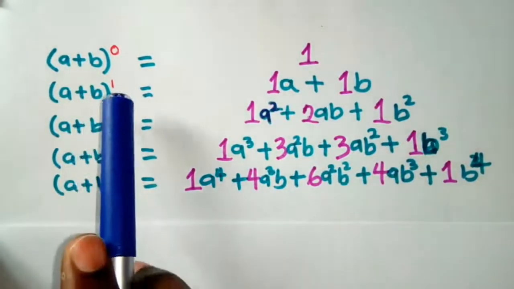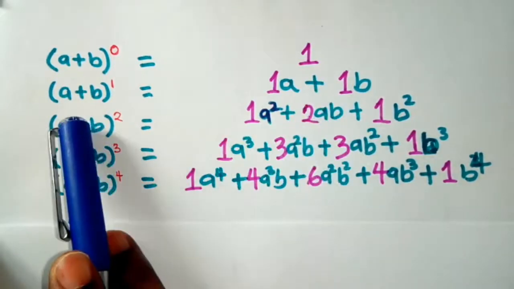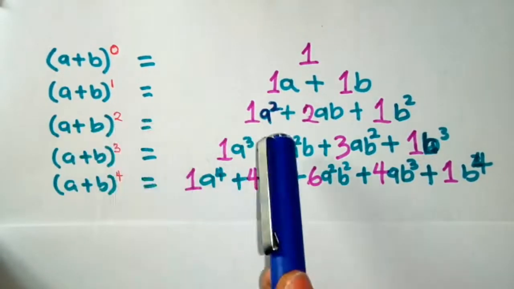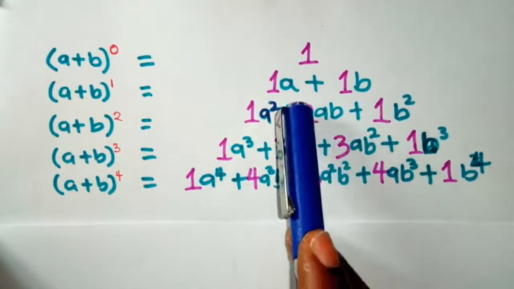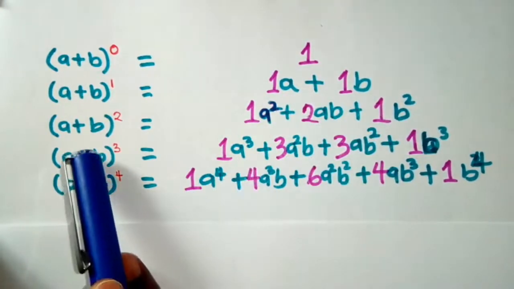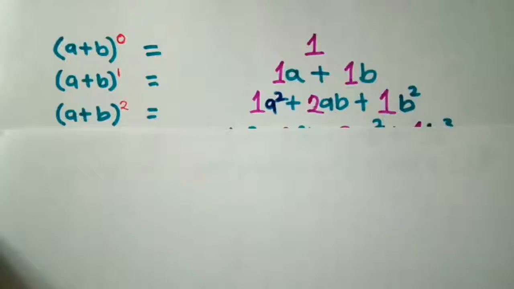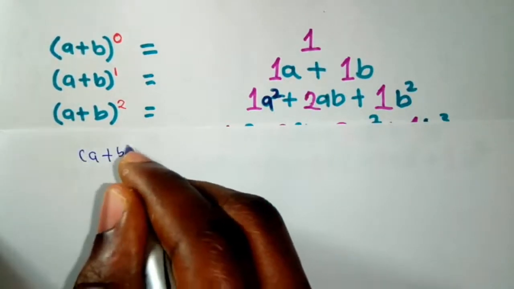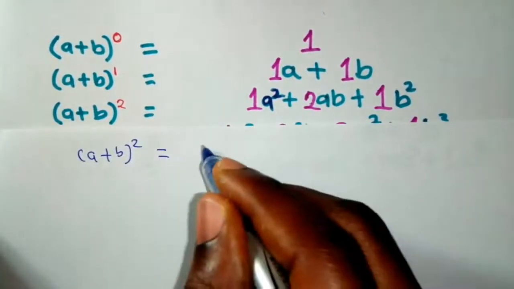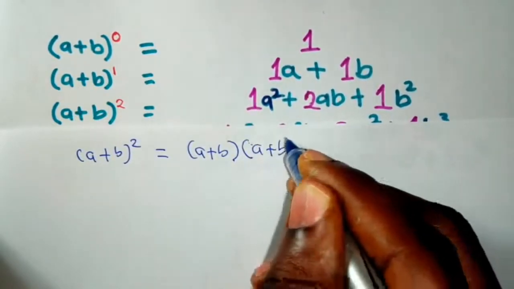a plus b raised to power 0 equals 1. Now a plus b raised to power 1 gives us 1a plus 1b, or just a plus b. And a plus b raised to power 2 equals a plus b times a plus b.